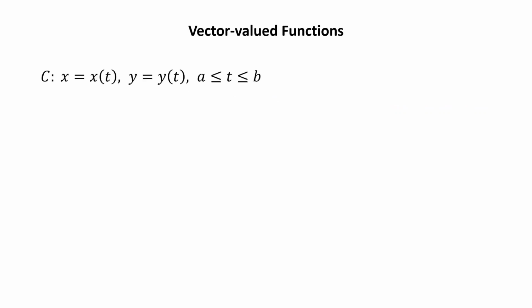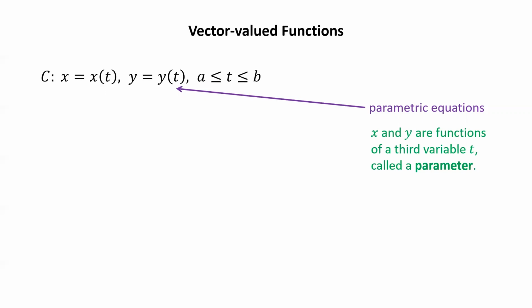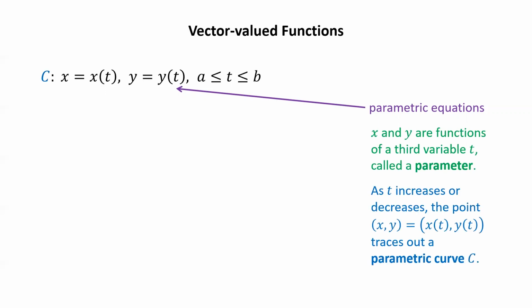Vector-valued functions. Here we have a curve C defined by the equations x equals x of t, y equals y of t for t between a and b. The equations x equals x of t and y equals y of t are known as parametric equations. x and y are functions of a third variable t called a parameter. As t increases or decreases, the point (x, y), or (x of t, y of t), traces out a parametric curve C.